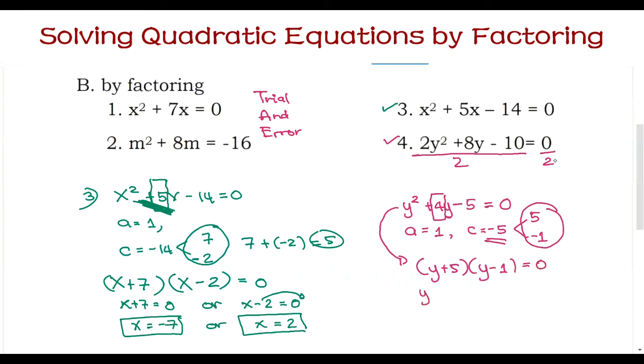Okay? So you'll have y plus 5 equal to 0 or y minus 1 equal to 0 by the zero product property. And then finally, y equals, transpose positive 5 to the other side, you will get negative 5. Okay? Or y equals positive 1. So that's how you solve quadratic equations by factoring.